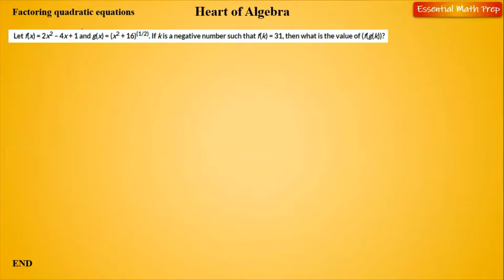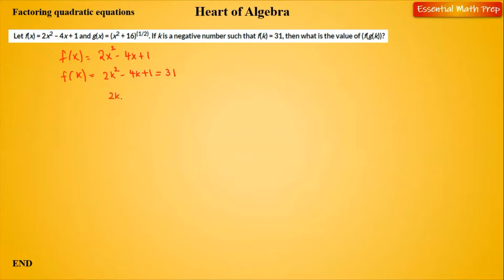Because f of k is equal to 31. Now, neither of the expressions f of x or g of x is equal to something. We can't say it's equal to 0 because k is presumed to be a negative number. So f of x equals 2x squared minus 4x plus 1. When you say f of k, we're substituting k in place of x. So 2k squared minus 4k plus 1 is equal to 31.